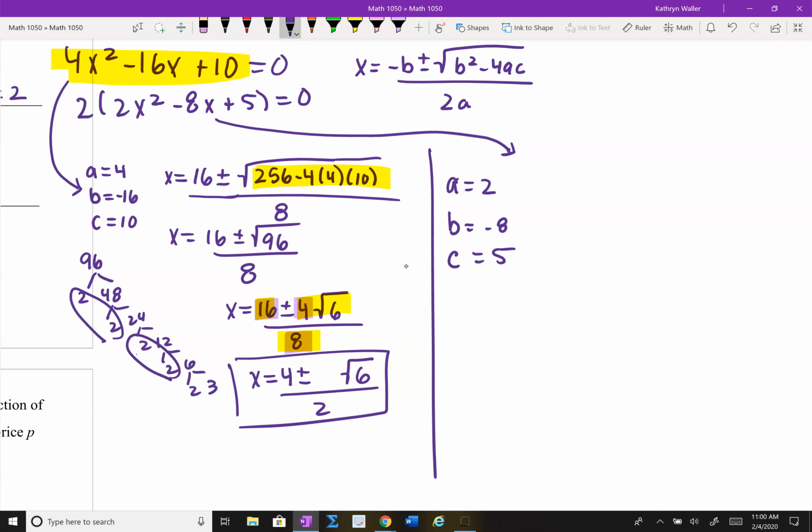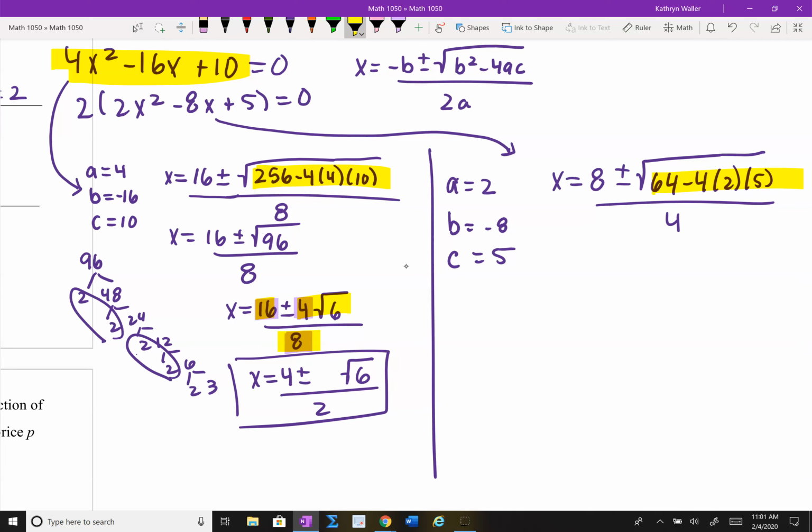Okay, everybody go. X equals, write it with me. Negative b means positive 8. Plus or minus the square root of a negative 8 squared goes straight to a 64. Minus 4 times 2 times 5 all over 2 times 2, which is a 4. Grab your highlighter or grab your calculator and put that stuff in exactly the way you see it.